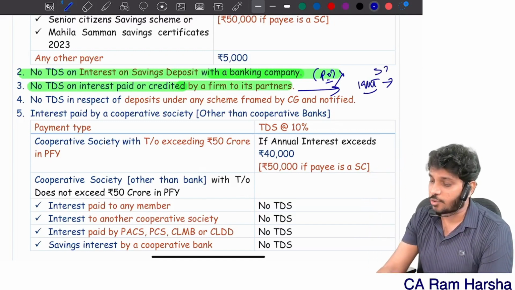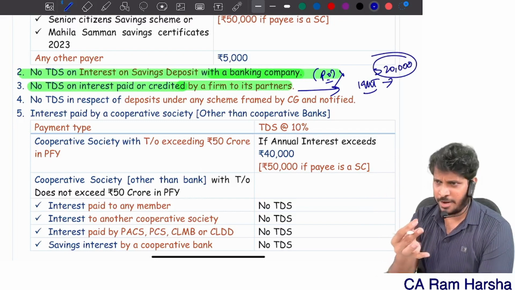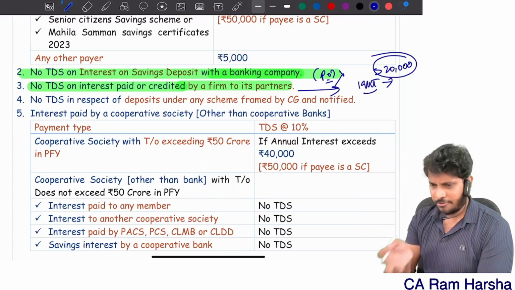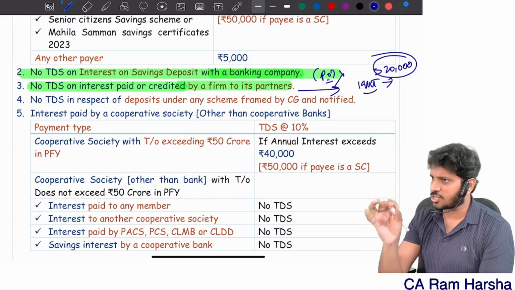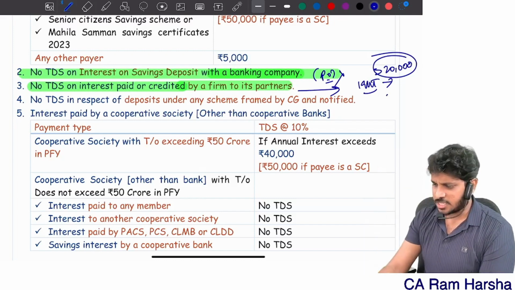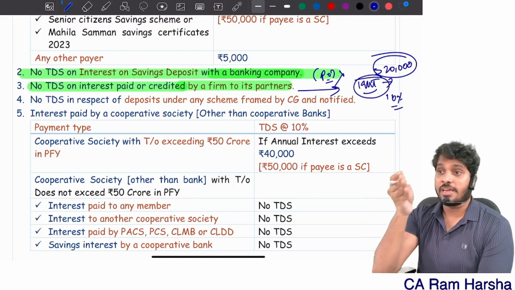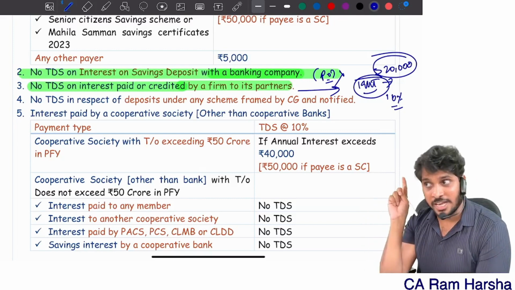As per 194T, if the annual amount paid to a partner by the partnership firm, remuneration, interest, all of that doesn't matter. If the firm is paying to partners, interest on capital, interest on loan, remuneration, something they are paying. Is it more than 20,000? Yes, straight away 10% TDS applies under 194T. So if interest is paid by a firm to a partner, 194A does not apply, but 194T will apply.